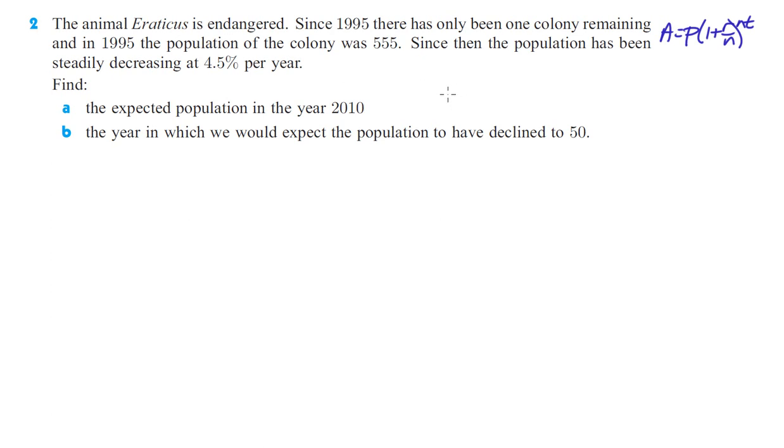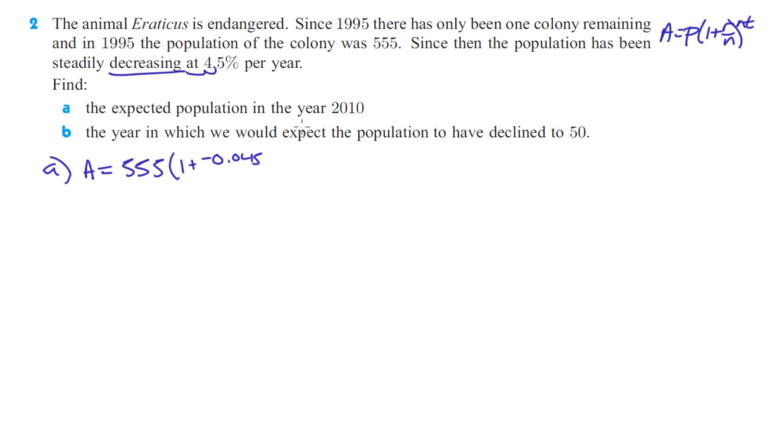Since then, the population has been steadily decreasing by 4.5% per year. Find the expected population in the year 2010. So we're still trying to figure out the end populations. That's A. The original population is 555. I'm going to multiply that by 1 plus the rate. Now, since it's decreasing at 4.5%, really that rate is negative 0.045, right? Move that decimal over twice.